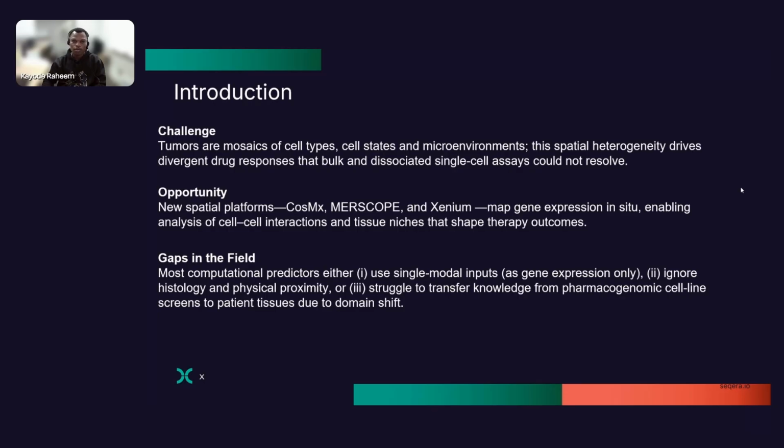Precisely, spatial transcriptomics in the sense of drug therapeutic target identification. Most of the computational tools out there majorly focus on what? On a single modality. That is, they focus on a single input, like gene expression only, which ignores the histology information about the proximity of where the cells are located in the tumor regions. So this is the idea of how we can utilize all three modalities to transfer knowledge from pharmacogenomic cell lines to patient tissue, despite the domain shift. These are the major gaps we are trying to bridge with the computational tools we are developing to address these significant questions.